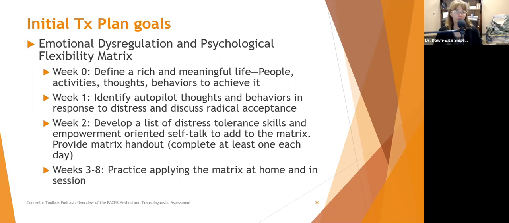Week 1, so the first actual therapy week, we're going to identify autopilot thoughts and behaviors in response to distress and discuss radical acceptance. Autopilot thoughts and behaviors are those things that we just do automatically. We get frustrated, something upsets us, and we start thinking negative thoughts and lashing out or eating or smoking or drinking or whatever it is that those automatic behaviors are, that we don't even consciously decide, oh, I'm angry, so I'm going to go have a drink. It's just one of those things that people do.